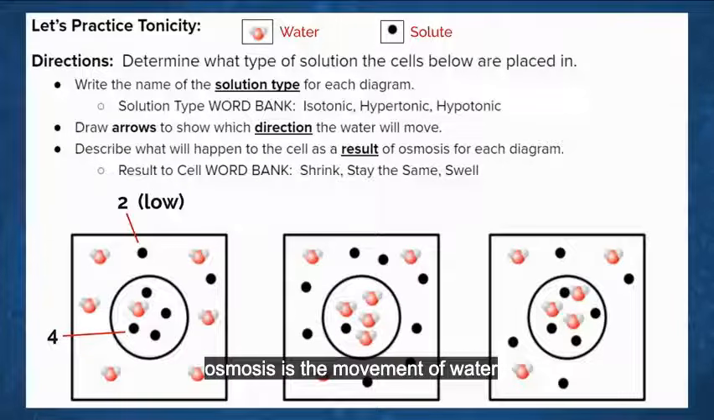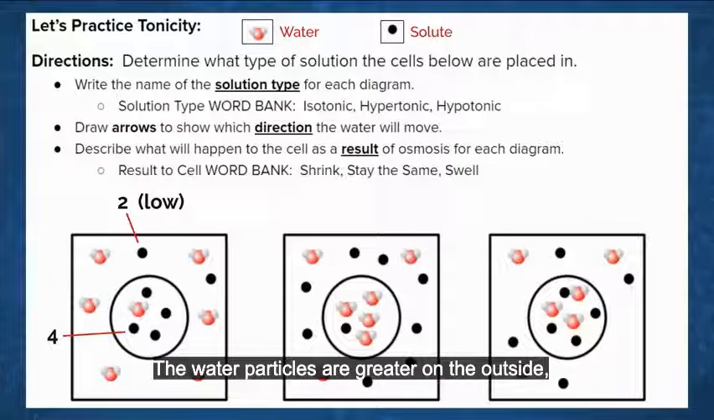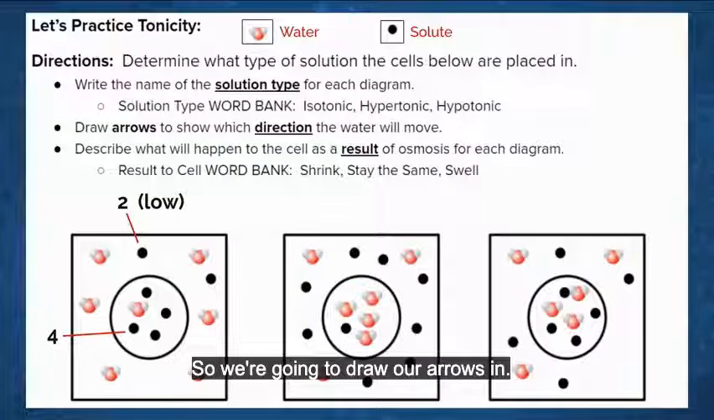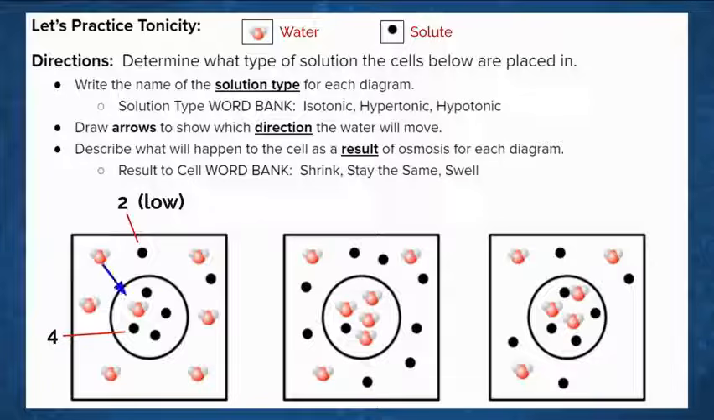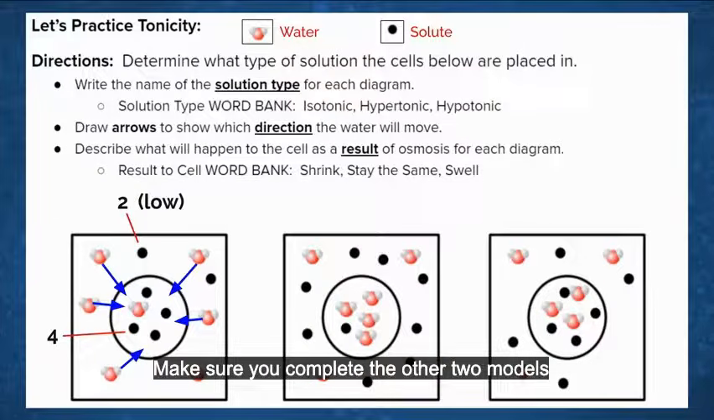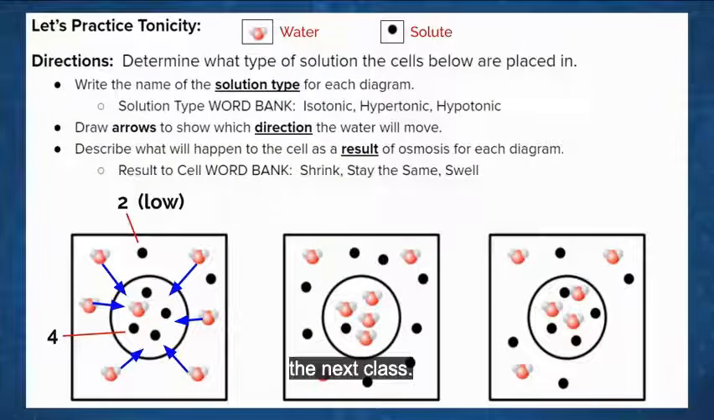Osmosis is the movement of water from a high to low concentration. The water particles are greater on the outside, so the water wants to start to move in. So we're going to draw our arrows in. Pointing in is going to represent that our water is moving in. If the water moves into the cell, it's going to swell, and this is hypotonic. Make sure you complete the other 2 models before the next class.